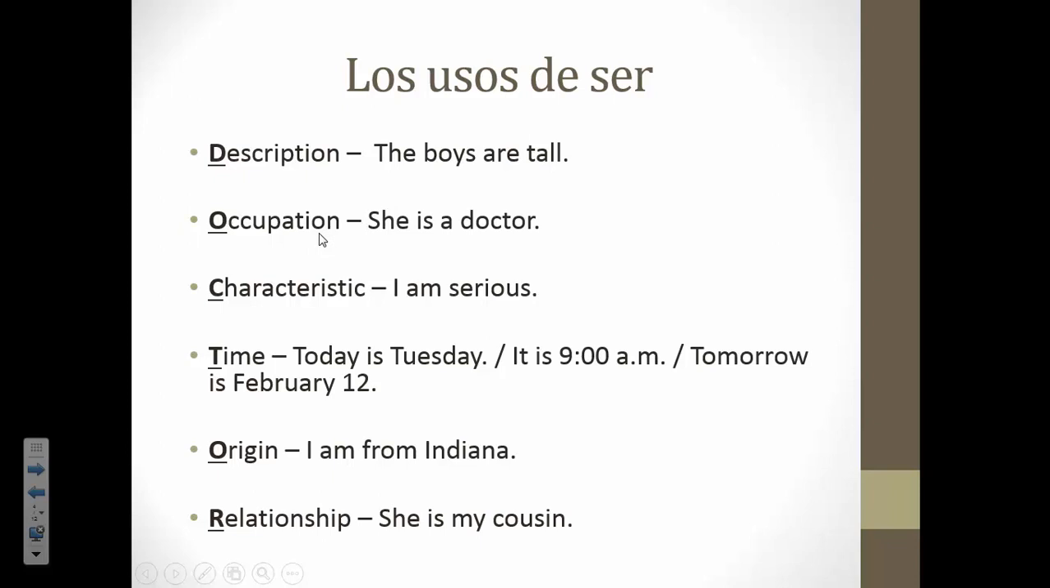Okay, let's look at time. Today is Tuesday, you would use ser. It is 9 a.m., you would use ser. Tomorrow is February 12th, you would use ser. Origin, where someone is from. I am from Indiana. And relationship, she is my cousin. Those are all uses of the verb ser. So remember, doctor is a good acronym to remember. If you can remember doctor, then you can go through each one and remember description, occupation, and so on.